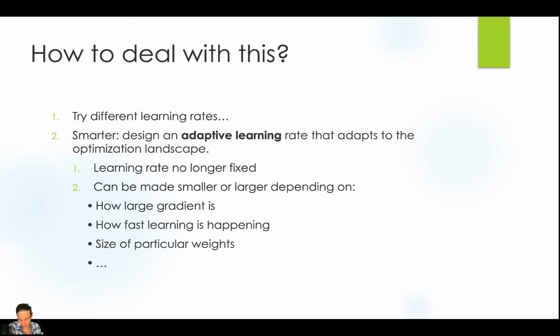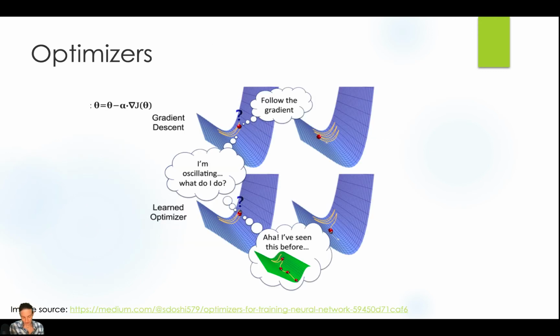First of all, we can try different learning rates, but maybe smarter is to design an adaptive learning rate that adapts to the optimization landscape. In this case, the learning rate is not a fixed constant, but it can be made smaller or larger depending on how large the gradient is, how fast the learning is happening, maybe the size of particular weights, etc. Here's a drawing that I just made, illustrated a little bit better. So what happens if your learning rate is too big or if it's too small?